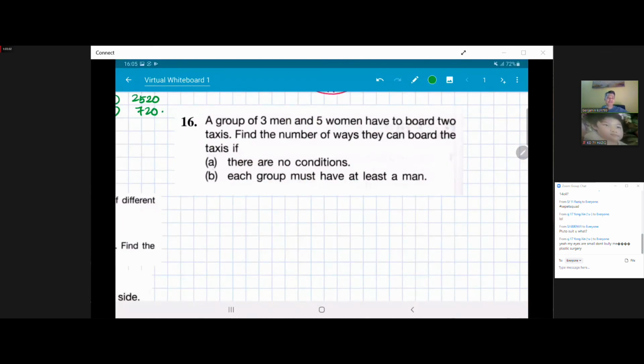All right. Now for number 16, a group of 3 men and 5 women have to board 2 taxis. Find the number of ways they can board the taxis if there are no condition. Okay, so let's look at a possible question.